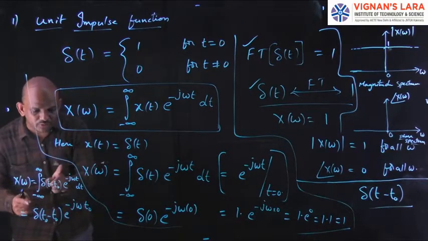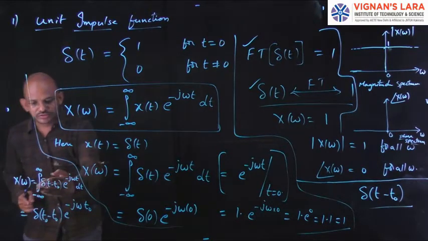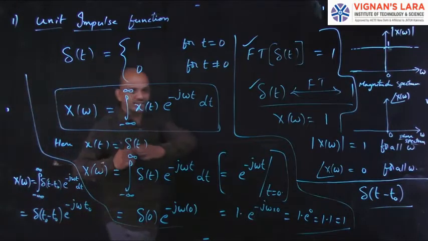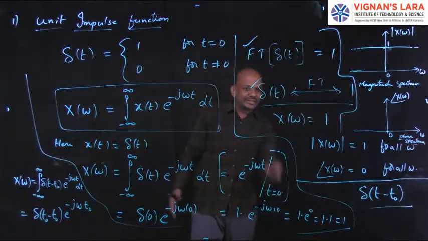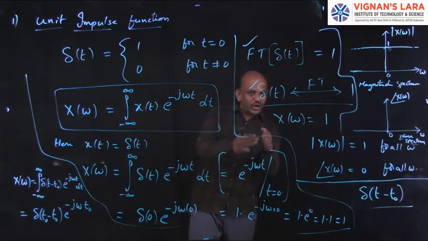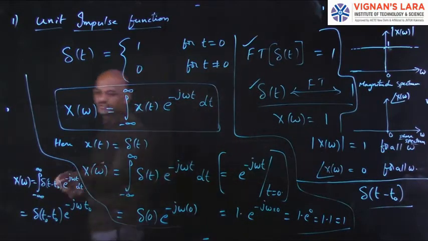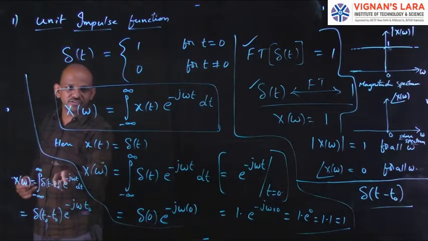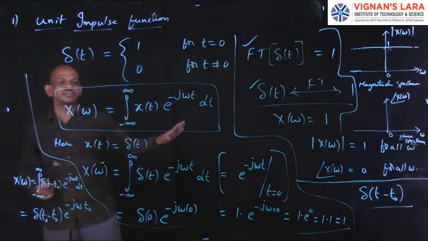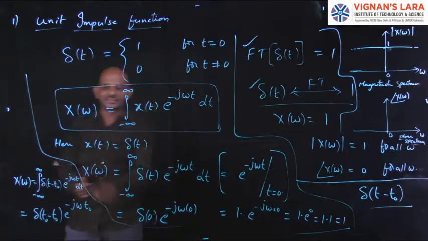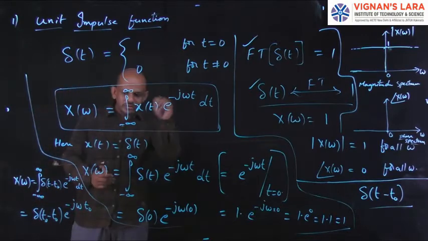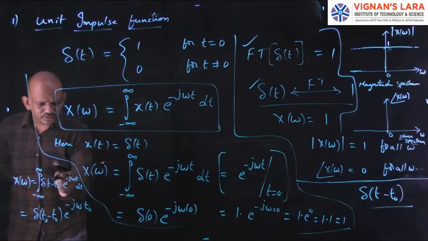That is possible only when t equals t naught. So in the range of minus infinity to plus infinity, I will take the value of only t naught. For all the remaining values of t, this value should be 0. 0 into anything is 0, and the integral of 0 is 0. So I won't consider all the remaining values. I will consider only the one value, that is, t equal to t naught.